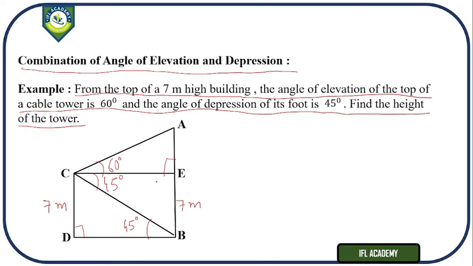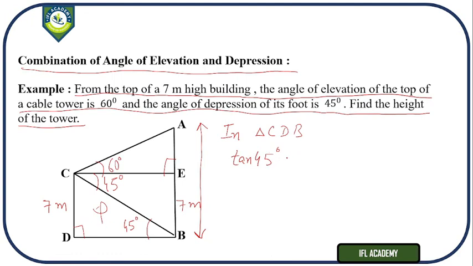Okay, so what we have to find? We have to find the height of the tower AB, this height. Now come in the right angle triangle CDB. In right angle triangle CDB, tan 45 degree will be equal to, why we are applying tan? Because we see here perpendicular is given and we want this base BD, so tan theta is equal to perpendicular upon base, that's why we are using tan here.